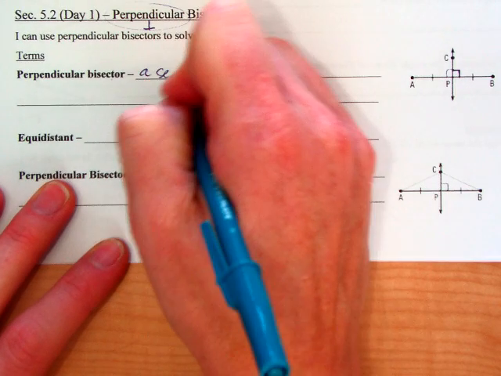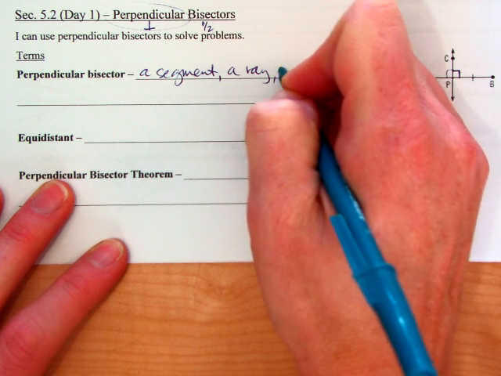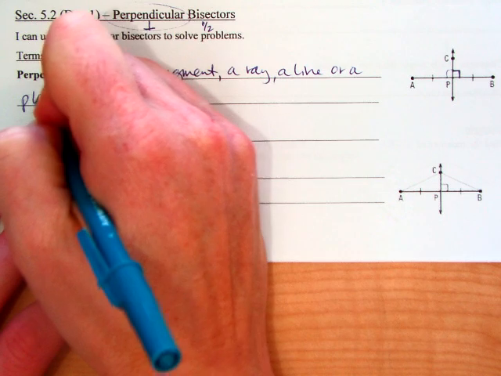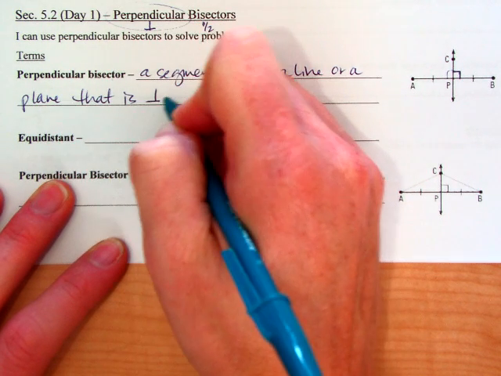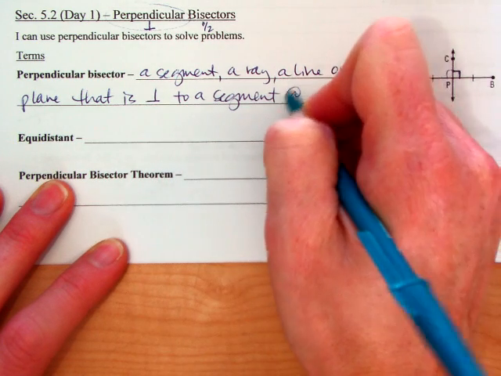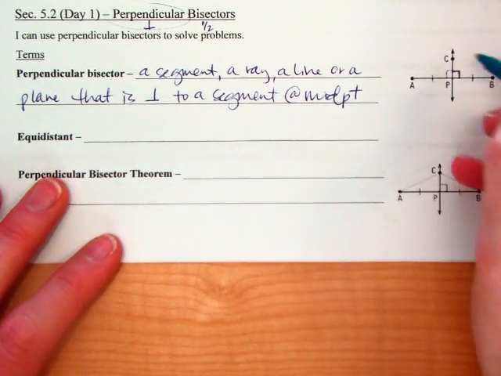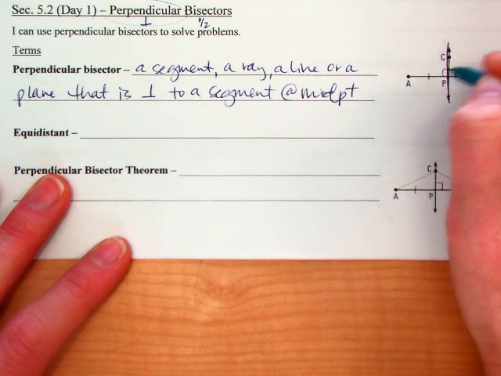So a segment, there's a lot of things that could cut it. A ray, could be a line, or even a plane that is perpendicular to a segment at its midpoint. So kind of everything we just said in smaller words. You have something cutting through a segment, makes a 90, and chops it in half.